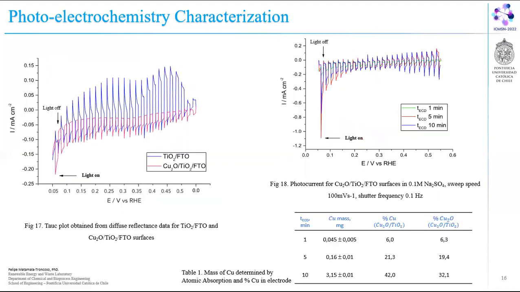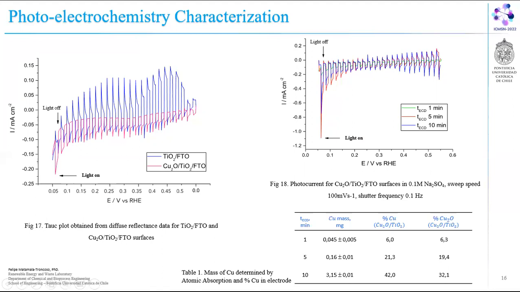When studying the photocurrent response, it is possible to observe how the electrode with titanium dioxide has an n-type behavior in the blue line, and how this is modified by incorporating the cuprite, changing this behavior towards a p-type surface in the red line.